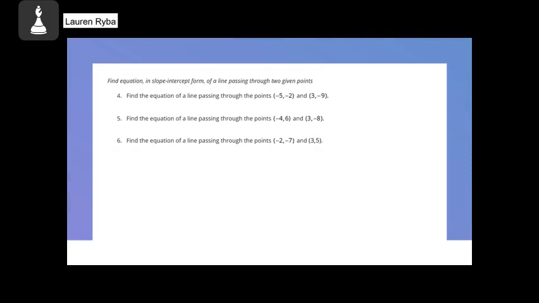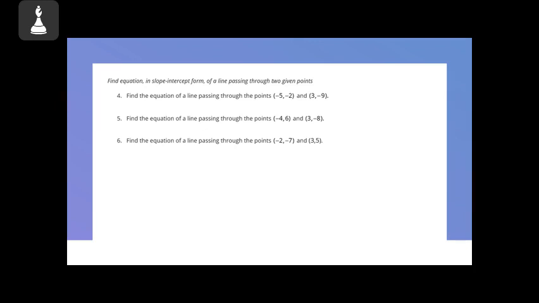What happens now if we have 2 points instead of just a point and a slope? Well, we can find the slope between those 2 points and then follow point-slope formula. It does not matter which point you use. I'm just going to use the one that I have labeled x1 and y1 and go from there. So we're going to do the same process of getting our slope, putting it in point-slope form, and then translating it back to slope-intercept form.